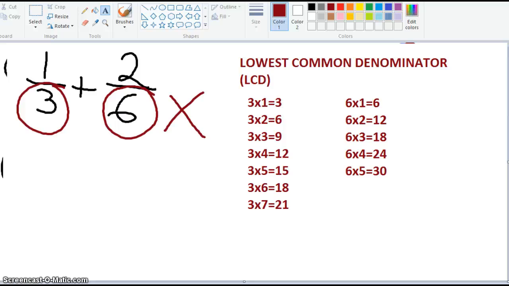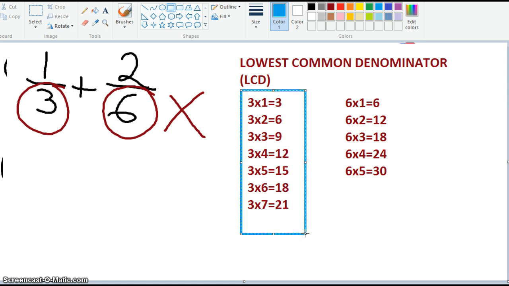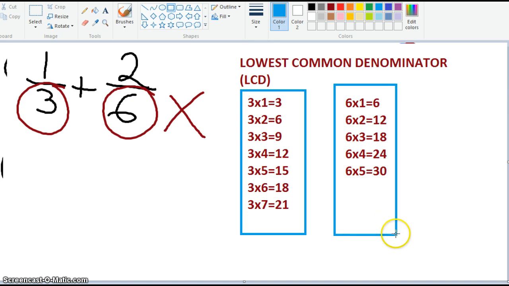So the first thing I'm going to do is write the 3 times multiplication table. I'm going to do a couple of them. As you can see, I simply went in and wrote a couple of my multiplication tables for 3, which is 3 times 1 is 3, 3 times 2 is 6, 3 times 3 is 9, 3 times 4 is 12, 3 times 5 is 15, and so forth, all the way to 3 times 7 is 21. Now I also went ahead and wrote the 6 times table. 6 times 1 is 6, 6 times 2 is 12, 6 times 3 is 18, 24, etc.